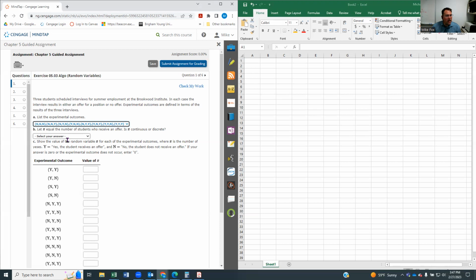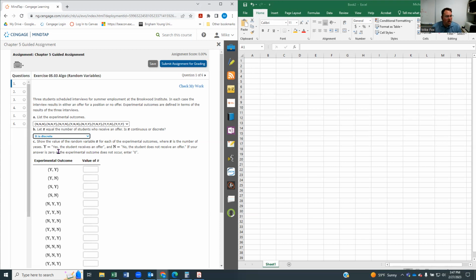And then it says, let X equal the number of students who receive an offer. Is X continuous or discrete? And the answer is, it is discrete. And why is it discrete? Because it's only whole numbers, right? We can have 0, 1, 2, or 3 people receive job offers. So if X is the number of people who receive it, then it's discrete. Those have no decimals, just 0, 1, 2, or 3.